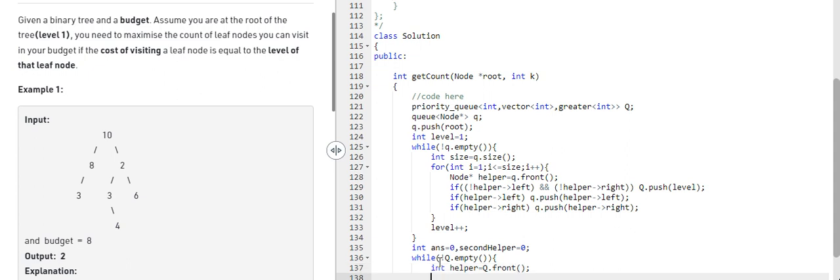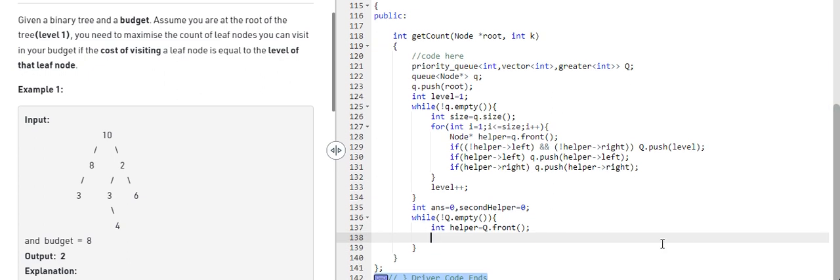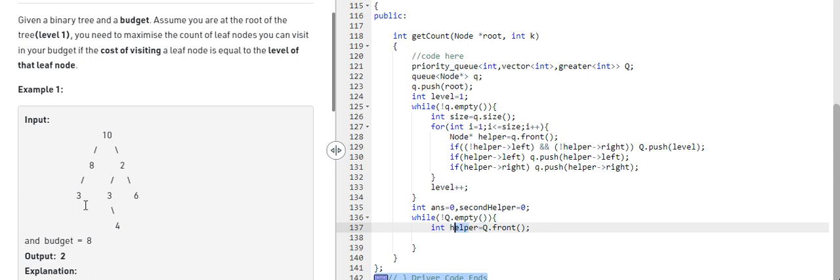Okay, so helper takes the front value of Q. As you know, capital Q stores the level of all leaf nodes, and it is a min structure, so the front will be the minimum level of the leaf nodes. It gives them to us in ascending order, but first it gives the minimum level of the leaf node. So helper has minimum level 3.